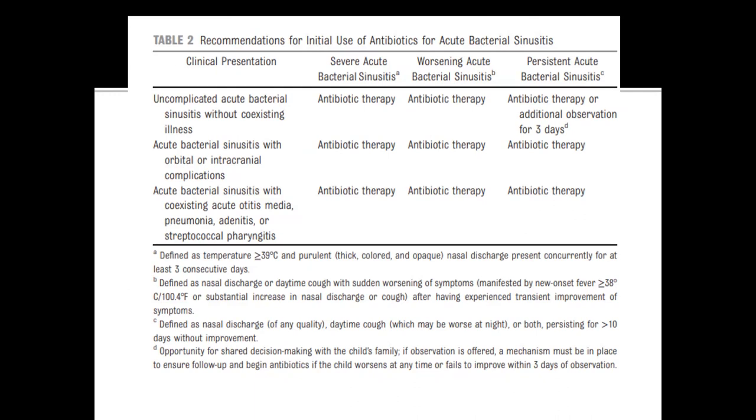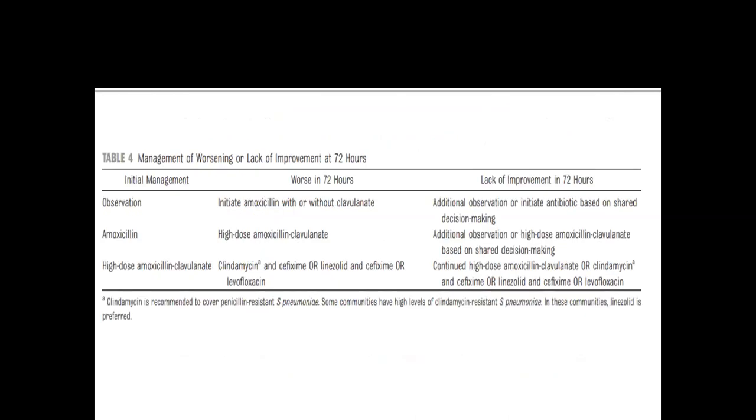So antibiotic therapy is indicated in most of the situations, except additional observation could be offered in children in case of persistent sinusitis without any coexisting complications. Especially when complications are there or associated other ENT infection are there, it is better to go for the antibiotic therapy. So if we notice a worsening or lack of improvement in 72 hours, we should start on the antibiotics.